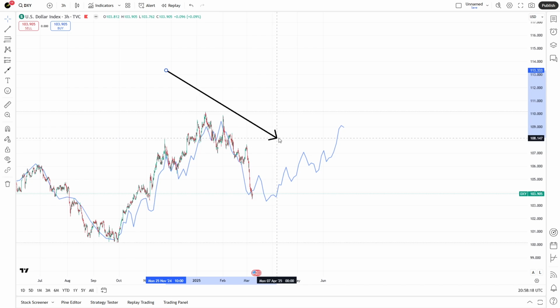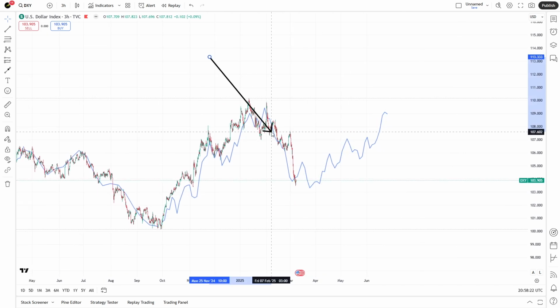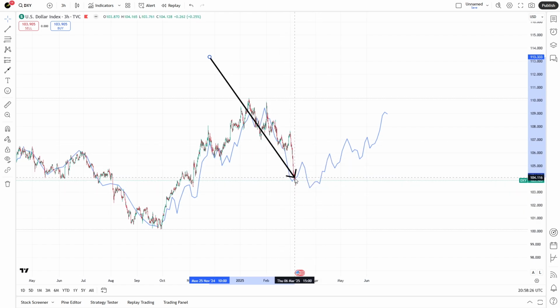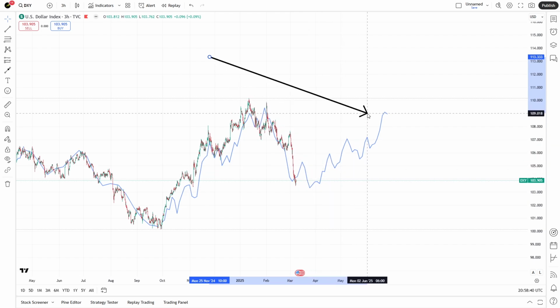But as you can see, the DXY is following this structure, and it's this move down that is really good for crypto. So the crypto bull run, if there's going to be one, is probably going to take place in this time frame. This is speculation, of course. Once it moves up, it's challenging for crypto to do well in an environment where the DXY is very high.